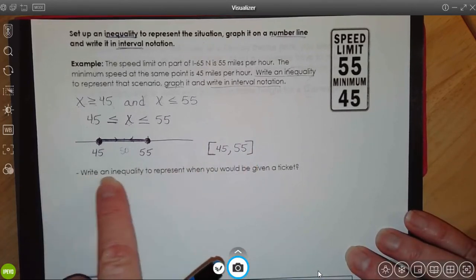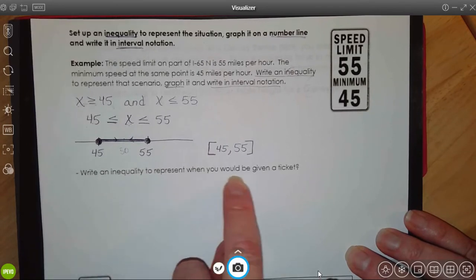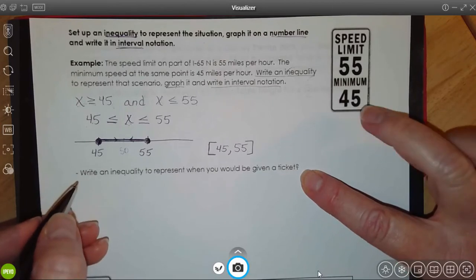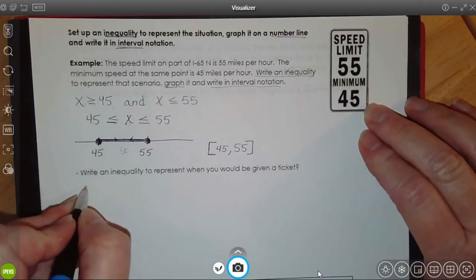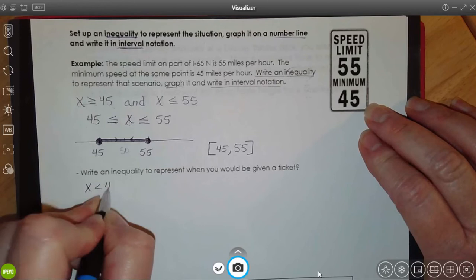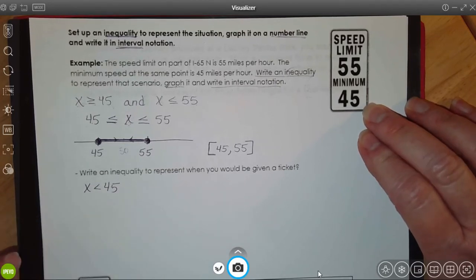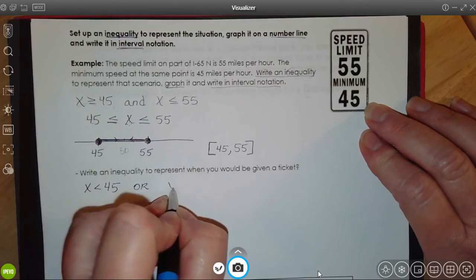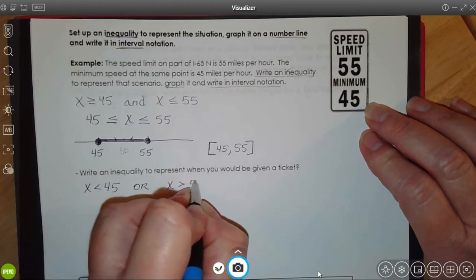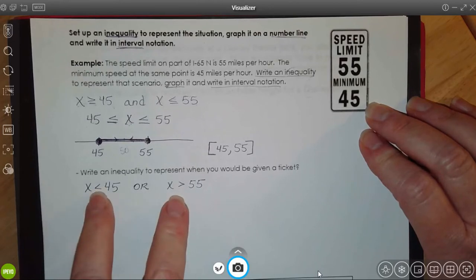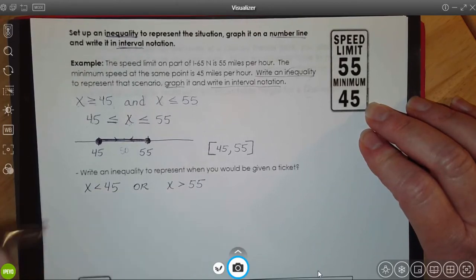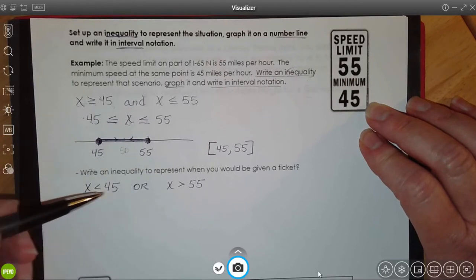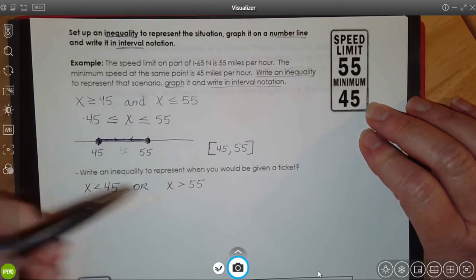My next step is to write an inequality to represent when you would be given a ticket. So you would be given a ticket, and we're going to do our least to greatest again. If you are going less than 45, you can actually get a ticket if there is a posted minimum, or you can get a ticket if you are going greater than 55. This cannot be combined like this was in between two numbers because this is an or scenario. You're going to go less than 45 or greater than 55.